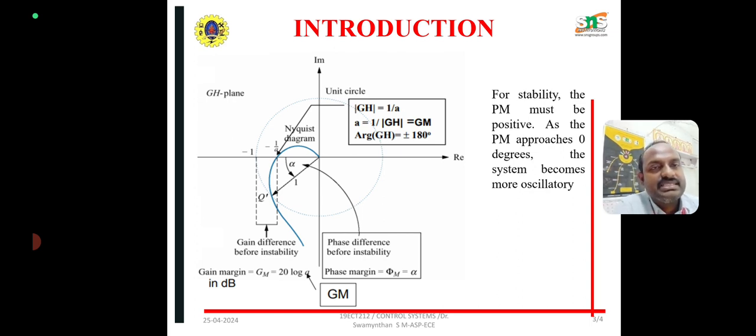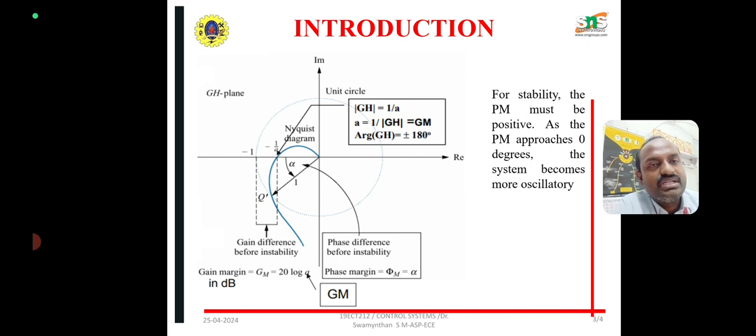Here the x-axis is the real axis, the y-axis is the imaginary axis, and this is the GH plane, and it makes the unity circle. On the left-hand side is -1 and on the right-hand side is 1. You just draw the unity circle. First, the gain difference, that is the gain margin, is 20 log A. The modulus of GH is nothing but 1 by A. So from this equation you get A equal to 1 by modulus of GH, which is called the gain margin. And the arg of GH is plus or minus 180 degrees. So you can get the Nyquist diagram.